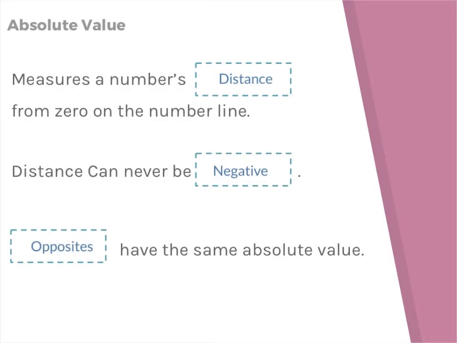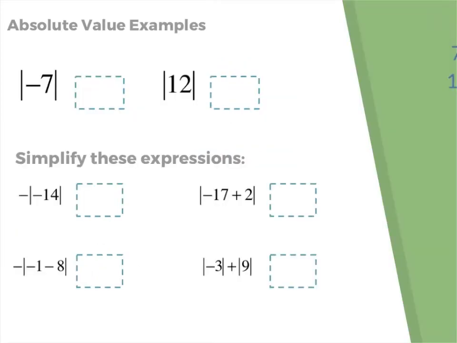Let's try some examples and practice problems. So here I've got a couple of examples and then some expressions that you're going to try down there at the bottom. So the first thing I've got is negative 7 inside those absolute value bars. So the absolute value of negative 7 is 7 because that's how far it is away from 0 on the number line. I also have the absolute value of 12.